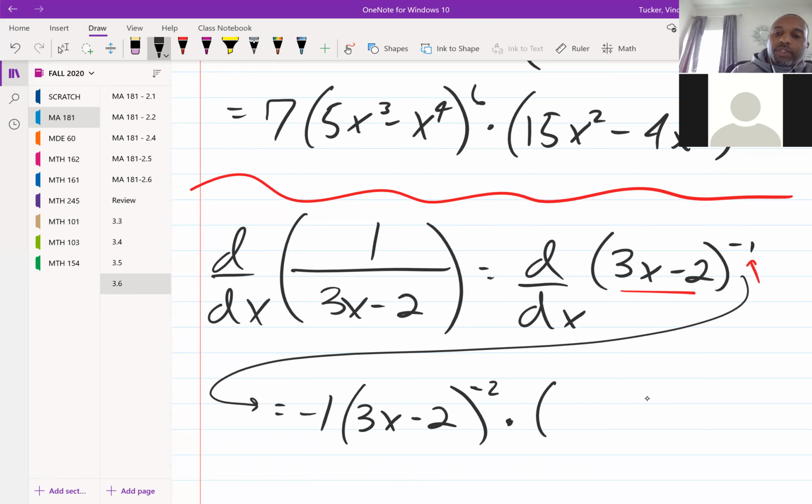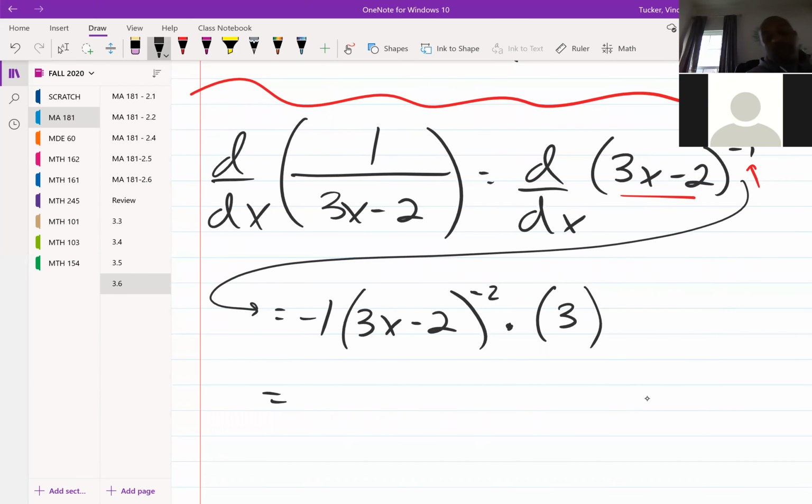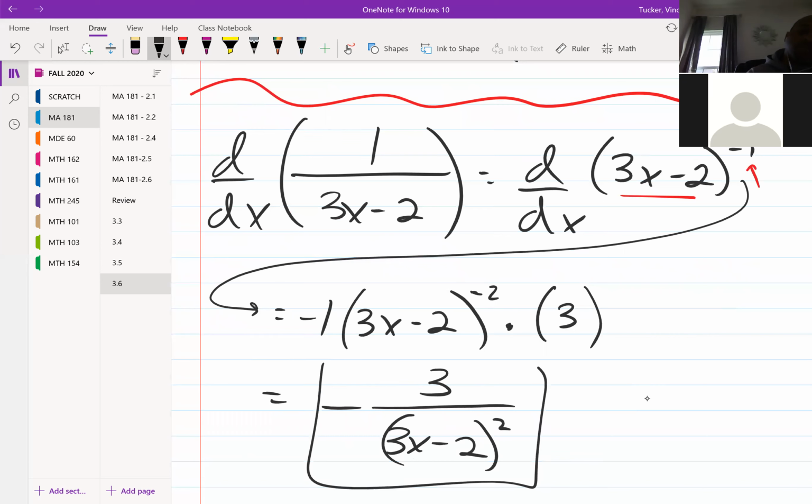Then take the derivative of what's on the inside. We have 3x. When you take the derivative of 3x, that'll just be 3. The derivative of any constant would be 0, so you're just left with 3. Now we want to write it as simply as possible. So we drop the 3x minus 2 to the negative second power back down to the denominator to write it with a positive exponent. And we'll have 3 on top.